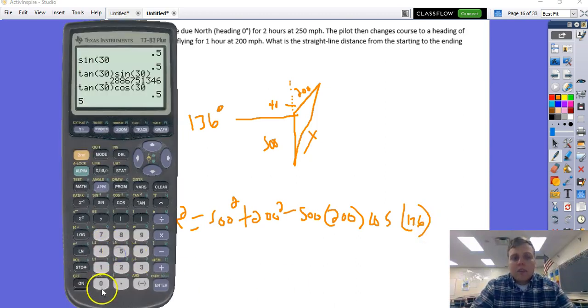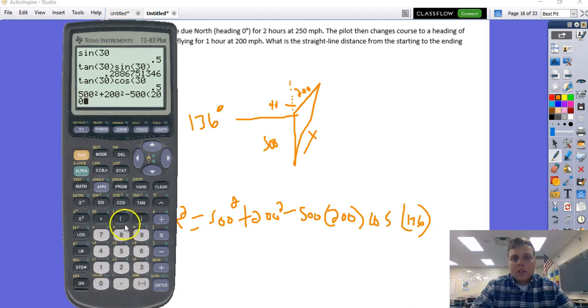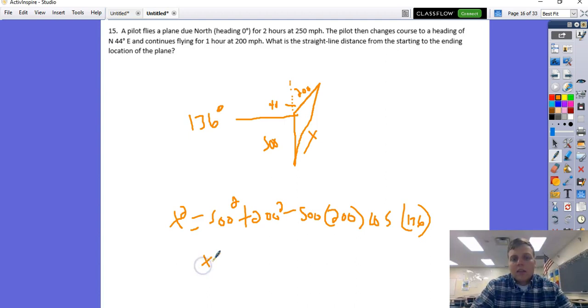So I grab my calculator and I do 500 squared plus 200 squared minus 500 times 200 times cosine of 136. I already know I'm in degree mode, but if I wasn't, I would go change myself to degree mode. Press enter, and then I need to square root that number. Again, if I had your calculator, I'd just press arrow up, and recall it back into the problem. Close it, press enter, and I get 601.6. So x is approximately equal to 601.6.